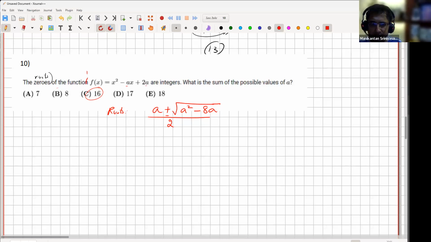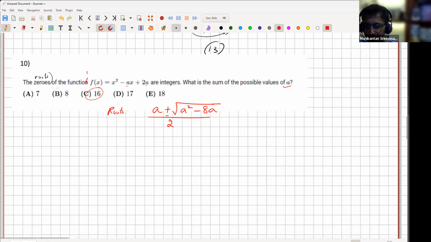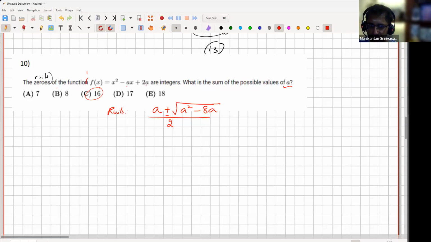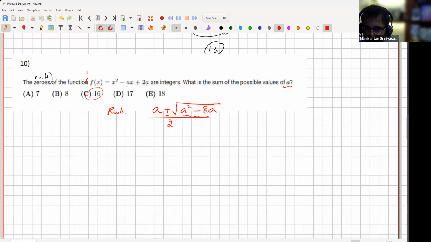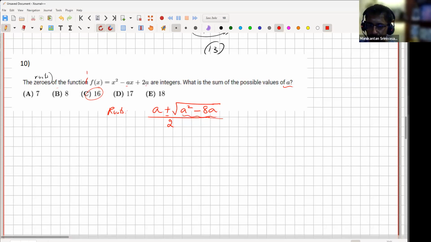Now, he wants this to be an integer, right? So what is the sum of all possible values for a? If this has to be an integer, a square minus 8a should be a perfect square. Only then you can add it with a and divide by 2 to get an integer.